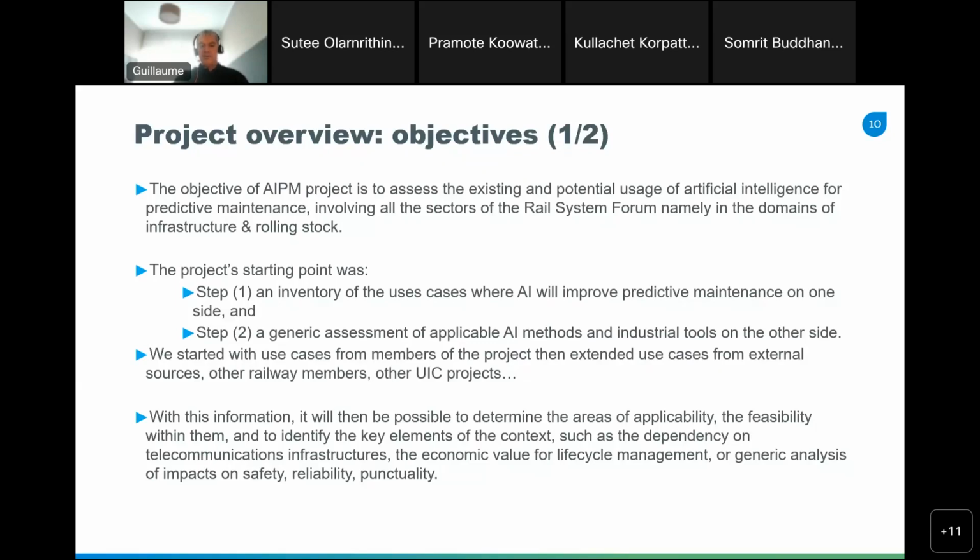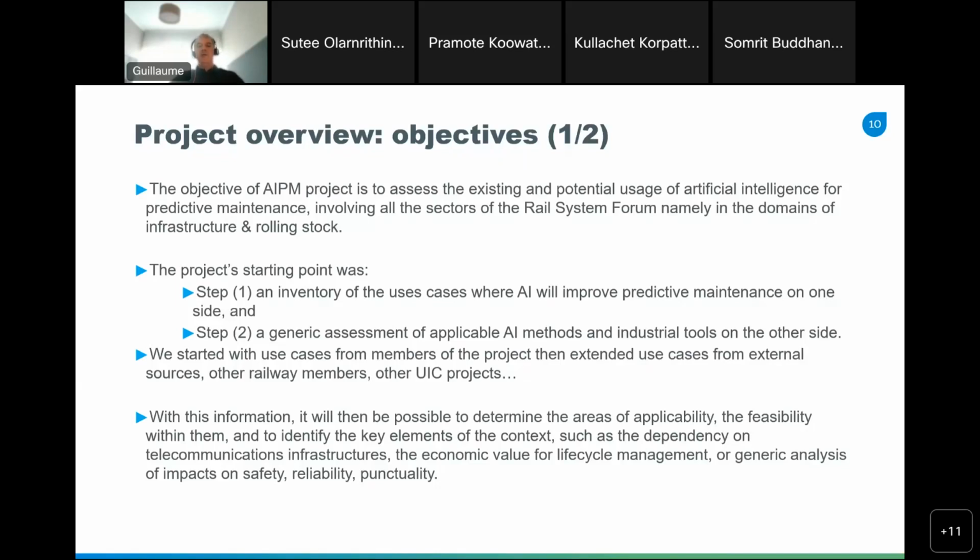Our starting point was in 2 steps. The first step, which has finished, is an inventory of all the use cases, the railway use cases on both domains where AI could improve predictive maintenance. And the second step is a generic assessment of the applicable AI methods and all the industrial tools.